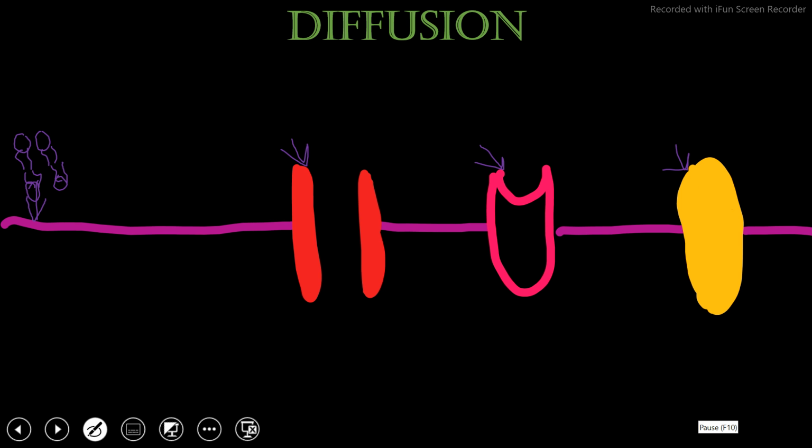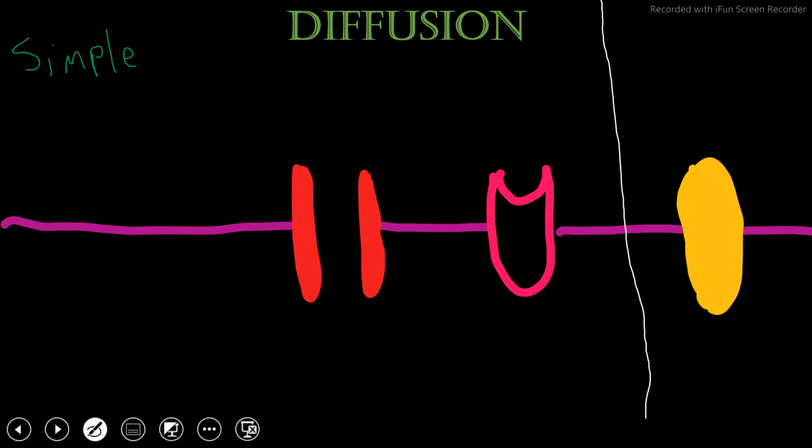Let's say we're talking about a cell, so we'll say this is the outside of the cell and this is the inside of the cell. This whole thing is the cell's membrane. We're just close up and really zoomed in on a chunk of it. First, let's talk about simple diffusion.